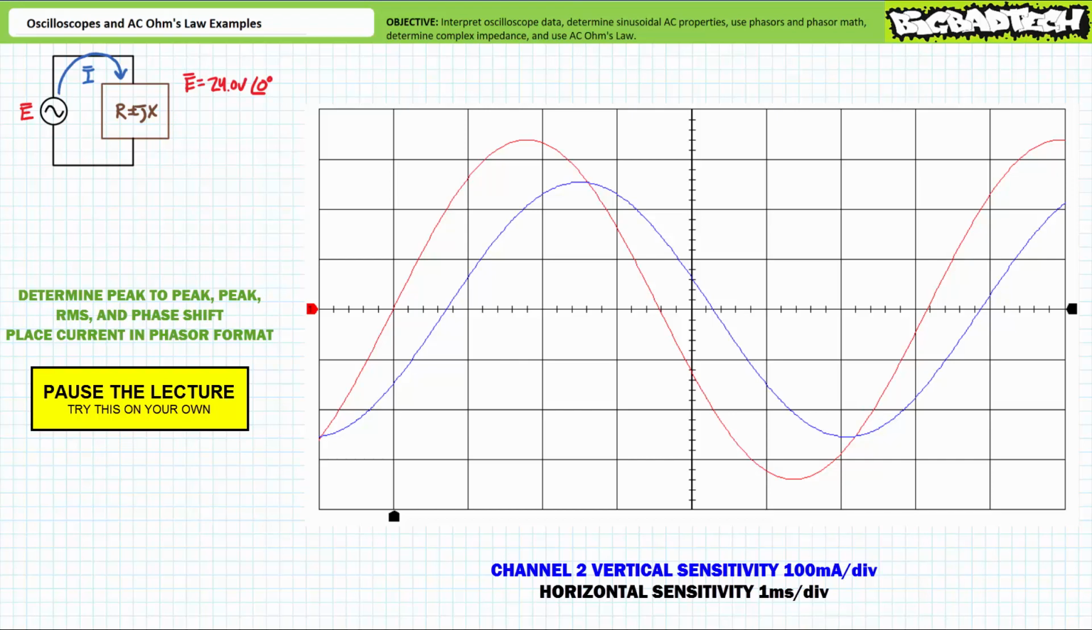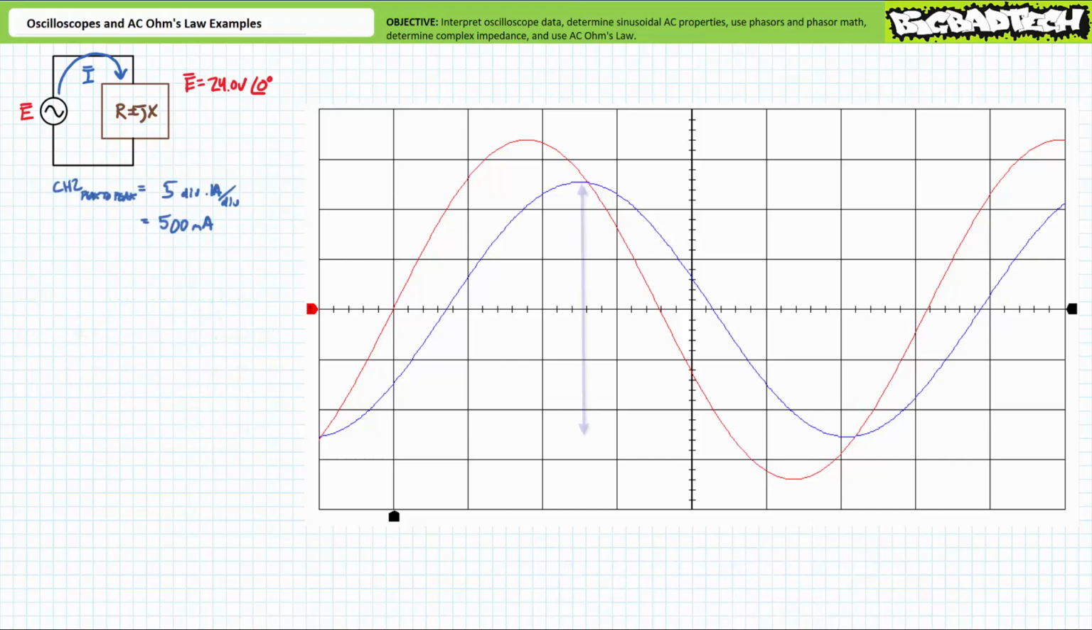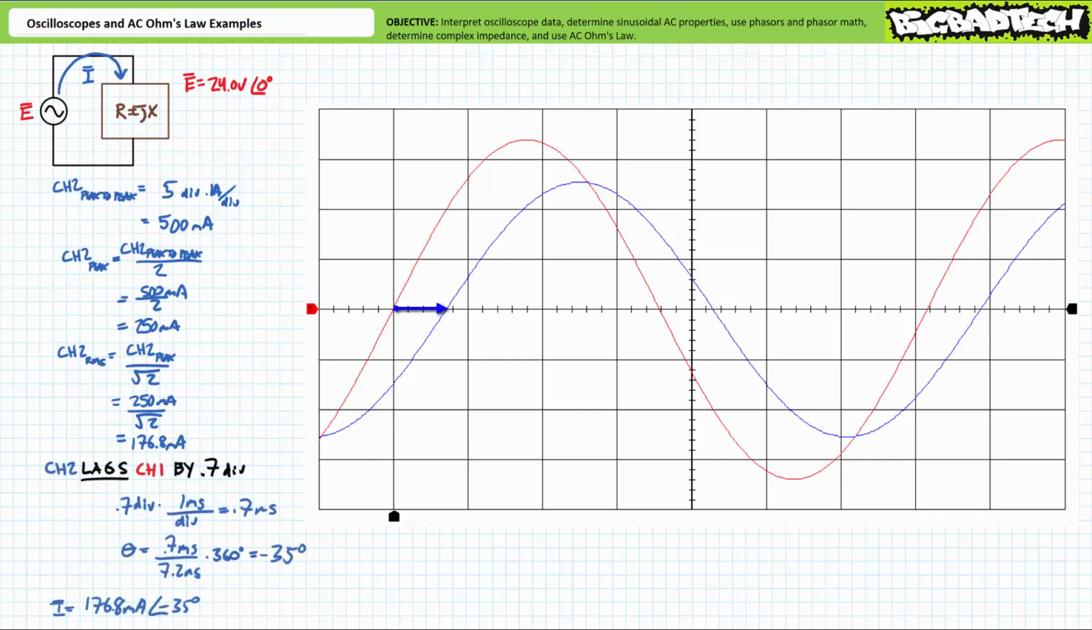If you're tracking, you should have obtained the following results. Given a vertical scaling of 0.1 amps per division or 100 milliamperes per division, it looks like current has a peak-to-peak value of roughly 500 milliamperes. A 500 milliampere peak-to-peak value corresponds to a peak value of 250 milliamperes. A 250 milliampere peak value corresponds to an effective or RMS value of approximately 176.8 milliamperes. It looks like current on channel 2 is lagging source voltage by approximately 0.7 divisions. At 1 millisecond per division, this represents a lag of approximately 0.7 milliseconds.